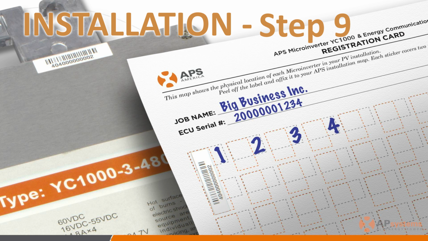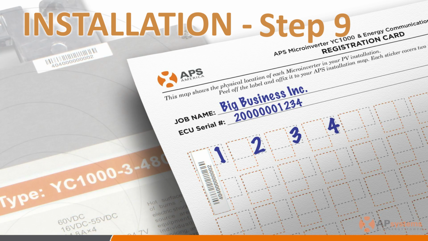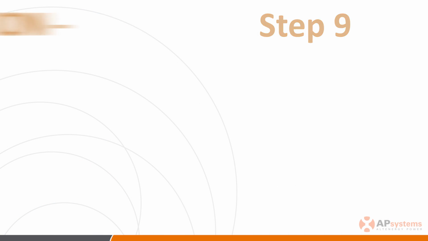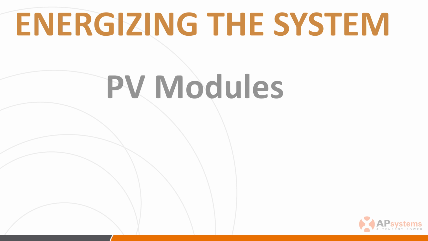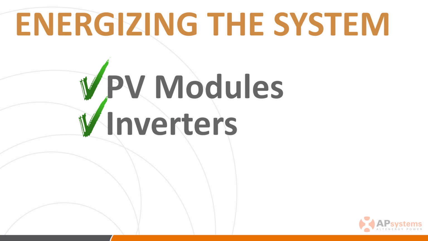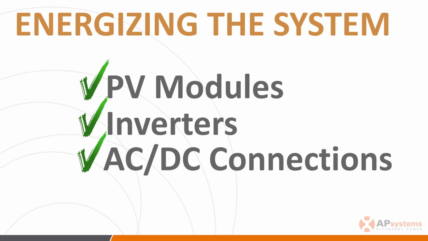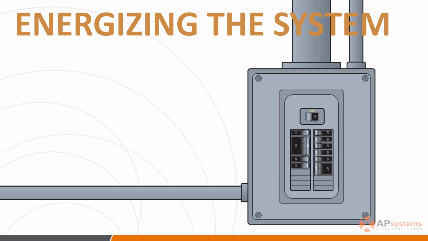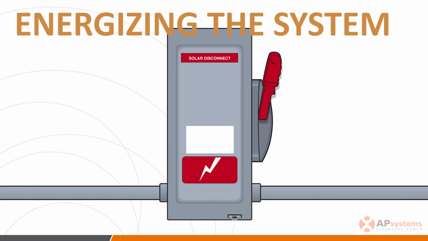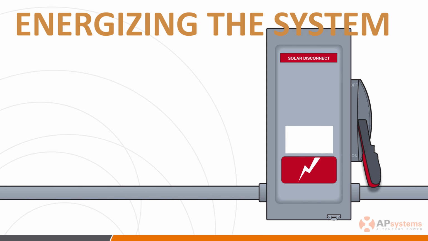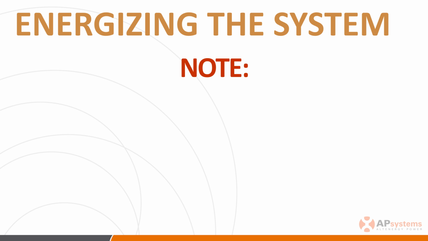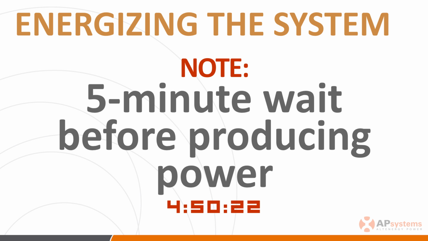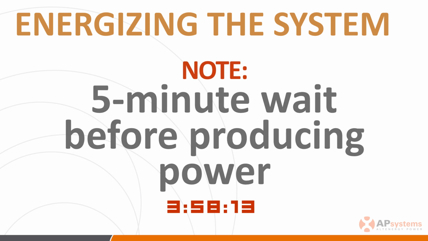As a convenience, you may want to place the UID stickers on your site map before installing the inverters. With the PV modules and inverters in place, and all connections thoroughly checked to make sure that they are secure, you're ready to energize the system. First, turn on the AC circuit breaker associated with each microinverter's AC branch. Next, turn on the main utility grid disconnect. Note, as a safety precaution against potential islanding, the system will not start producing power for a full 5 minutes after it detects the presence of the grid.